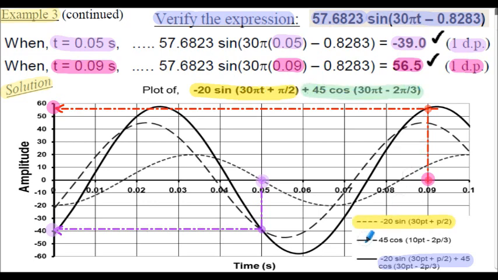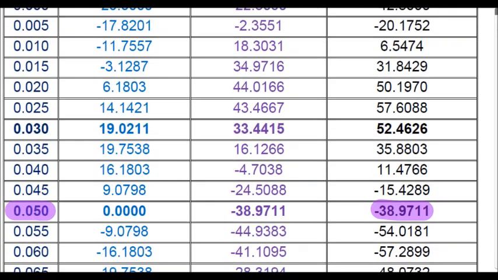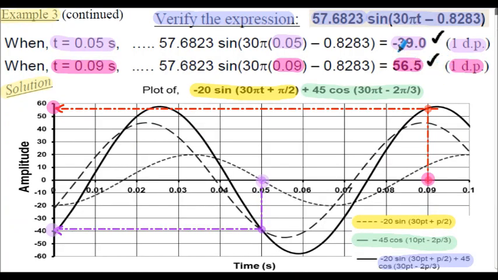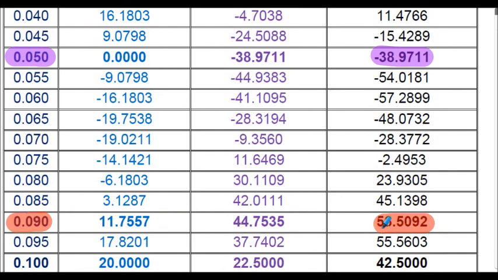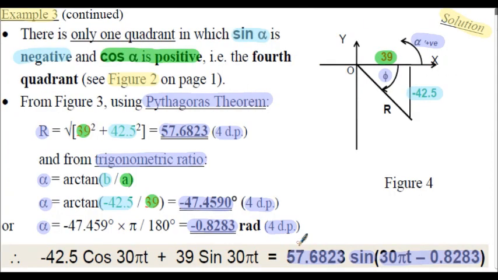in the original problem. And again, returning to part 1, the graphical method, these are the tabulated values. If we scroll down to t is equal to 0.05, we can see we have negative 38.9711, and our answer is negative 39 to 1 decimal place. That seems reasonable. And if we scroll down to t is equal to 0.09, we have a value of 56.5092 for the resultant waveform. So 56.5 to 1 decimal place again seems reasonable. So we now have the final expression for the combined waveform required with example 3.